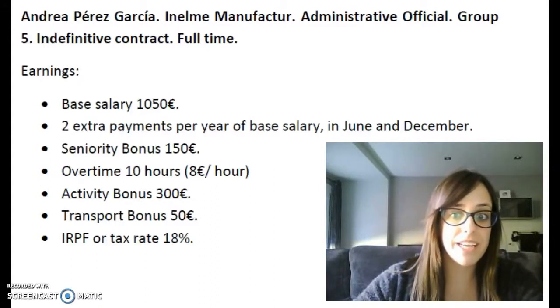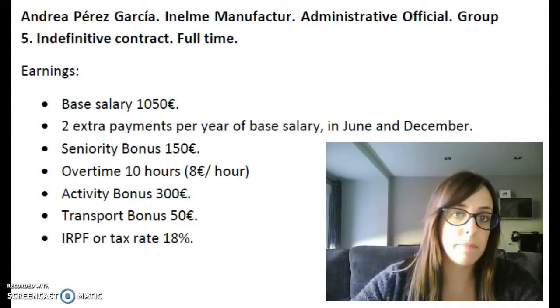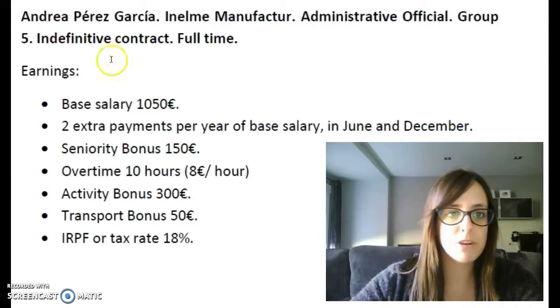My name is Cristina Folguera, and I'm going to explain how to solve a payslip. This is the information of the model.